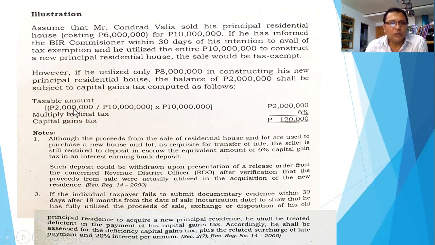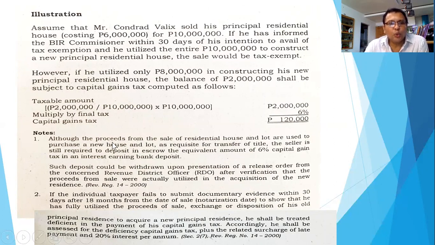Taxable amount 2 million divided by 10 million, which is the contract price, and then times the 10 million pesos. Actually, it's the same, no? It's 20%. So 2 million multiplied by final tax, the rate is 6%. So that's the capital gains tax, 120,000.